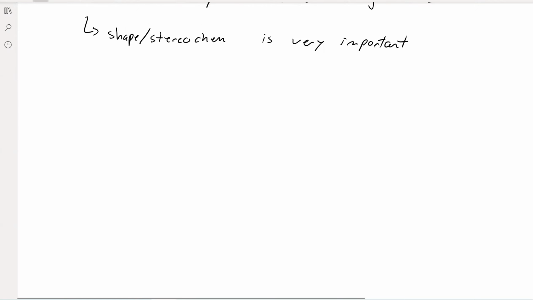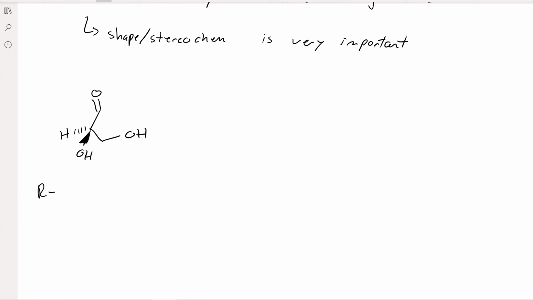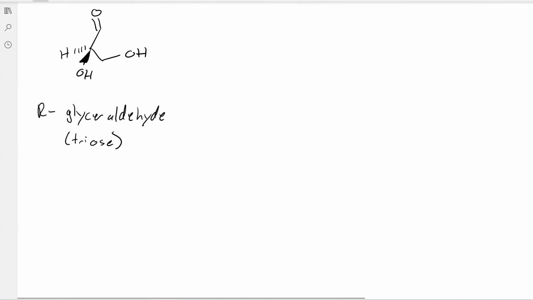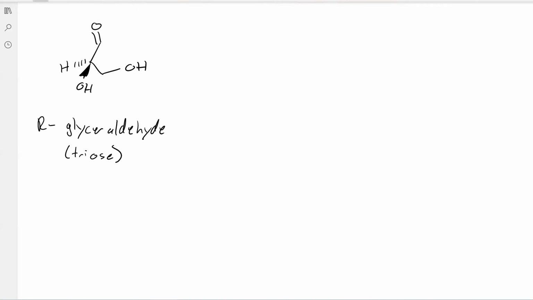So let's go ahead and take a look at this. Draw this compound right over here. And this one is our glyceraldehyde, and it's our most simple carbohydrate. It's a triose because it has 3 carbons. We can see the stereochemistry is R, right? So let's go ahead and just confirm that.